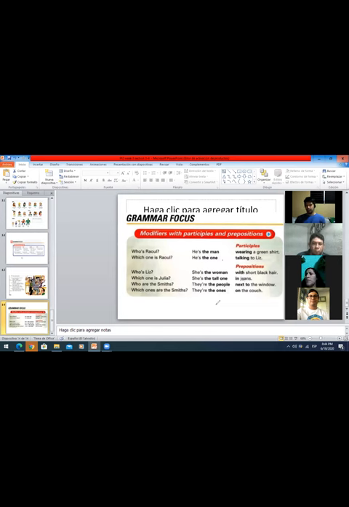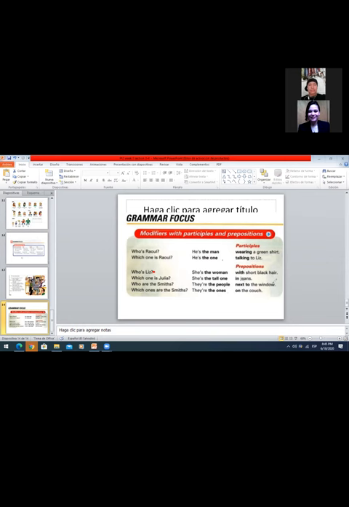Great. Let's check other examples. Please, Georgina, can you read the next one, please? This one, the one I'm pointing at. Who is Liz? She is the woman with short black hair. Okay, great. Please, Luis, can you read the next, please? Which one is Julia? She's the tall one in jeans. All right, she's the tall one in jeans, okay?